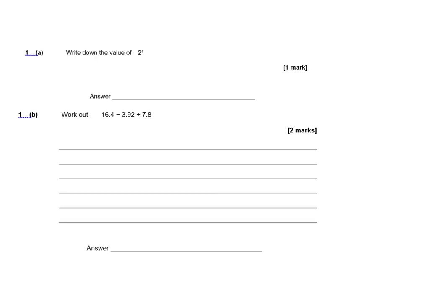So first up, a little bit of work on powers. What does 2 to the power 4 mean? Obviously 2 times 2 times 2 times 2, and so therefore I make that 16. The classic mistake there, of course, is to just do 2 times 4, but it needs to be repeated multiplication of 2's.